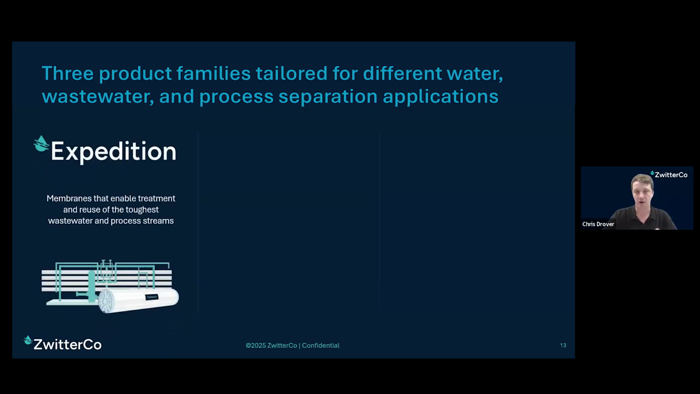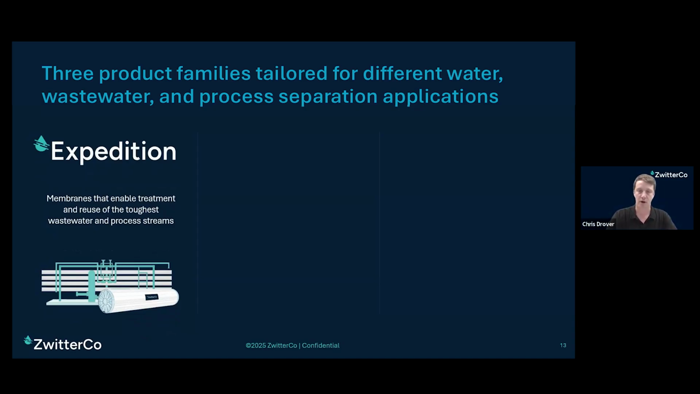The Expedition membranes are based on the ZwitterCore technology that we discussed earlier. And these are really meant for extreme conditions. These are some of our most rugged membranes, and you can think of them as being both a really high performance membrane and a fairly customized membrane process to deal with those extreme conditions. We're not going to talk too much about this today, but if you're interested in these kind of use cases, we have an upcoming webinar that'll cover them in detail.